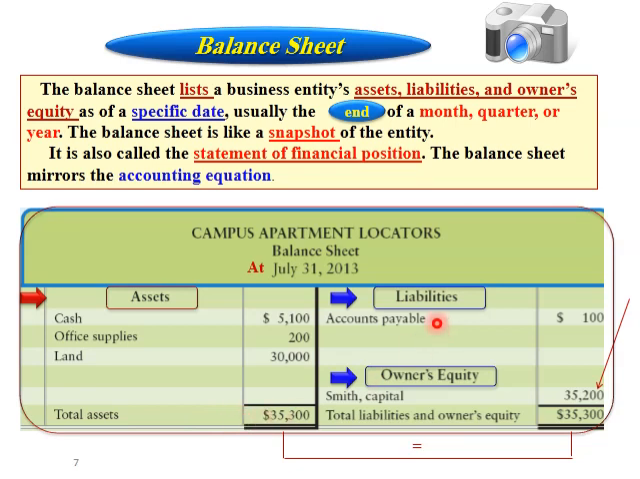We have here liabilities and owner's equity. Realize that the Smith's capital 35,200 came from the previous statement, the owner's equity statement. Did you realize that the total assets 35,300 equal total liabilities and owner's equity? We said this balance sheet is balanced. Balance means total assets equal total liabilities and owner's equity. So the basic accounting equation is balanced.